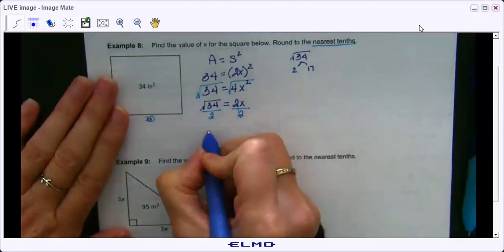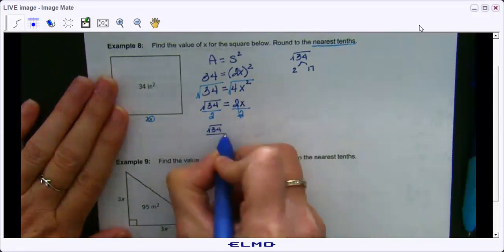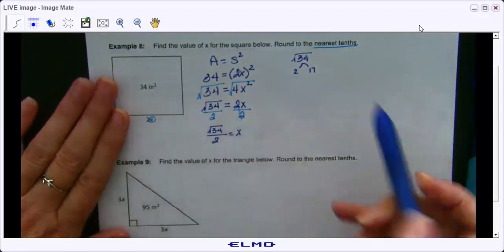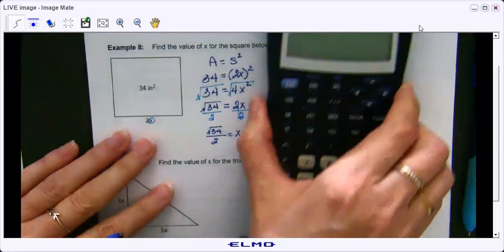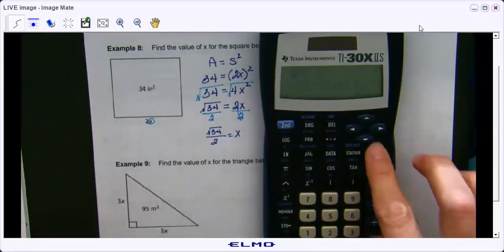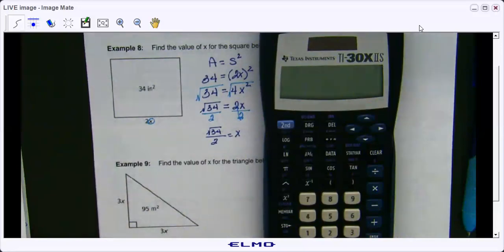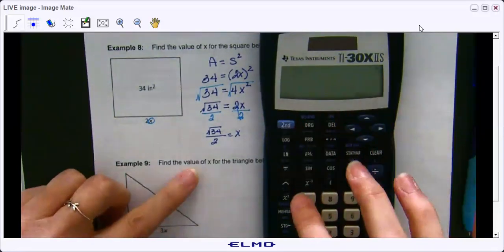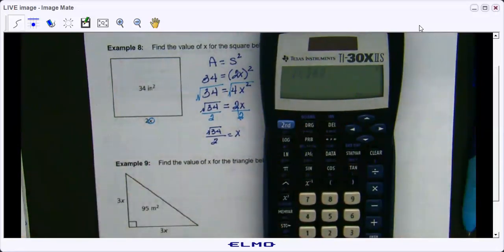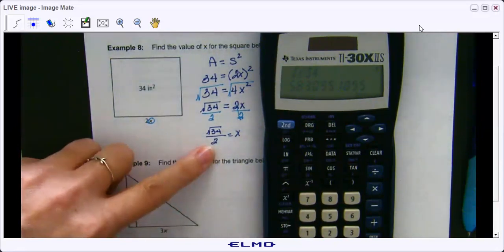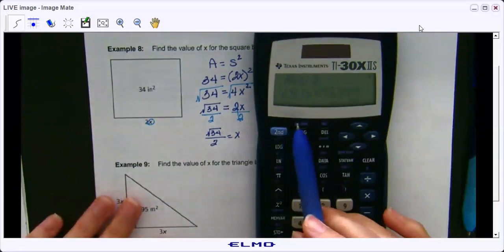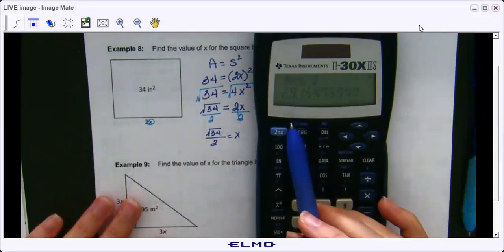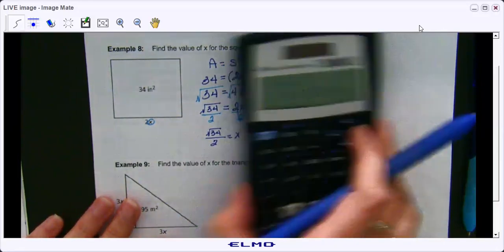So we have the square root of 34 over 2 equals x. But notice that the instructions tell us to round it to the nearest 10th. So using my calculator, and I want you guys to try to do this on whatever calculator that you're working on, I'm going to find the square root of 34 and then press equals. Then you take that number and you divide it by 2. And I get approximately 2.91, and it says round to the nearest 10th. So it's going to be 2.9.